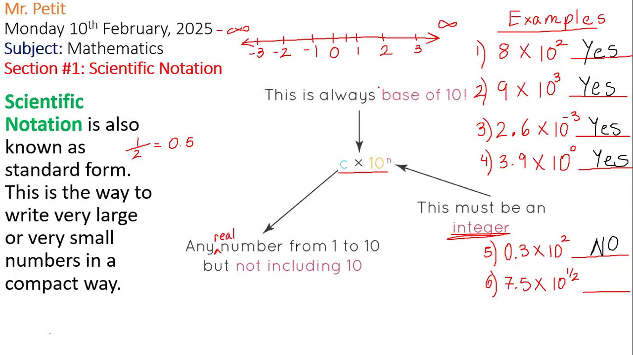So is the answer yes or no? All right, we have the yes vote, we have the no vote. Put your answer inside the chat. Yes or no? Put your answer inside the chat.